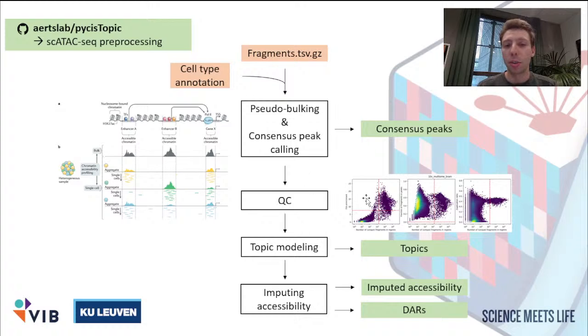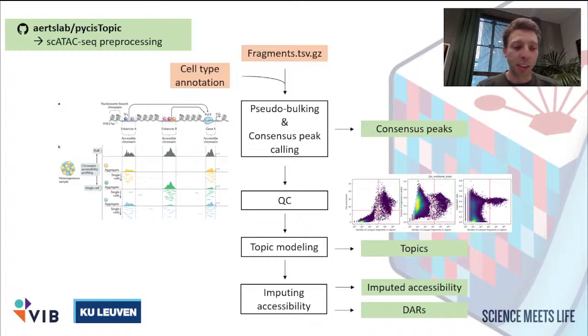And then there are also some QC steps where we filter high quality cell barcodes. And once we have done this, we generate a count matrix on which we perform topic modeling to get topics, which are sets of co-accessible regions. And we also use this topic modeling to impute accessibility.